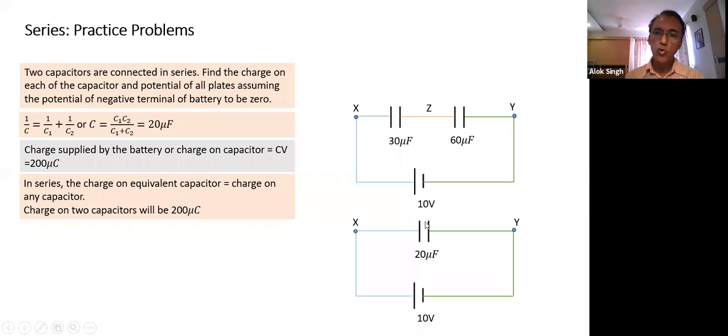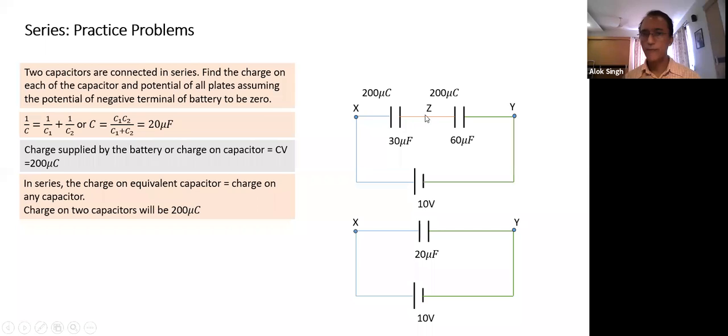But I have found Q on the equivalent capacitor. In a series connection, the charge on the equivalent capacitor is the same as the charge on any of the capacitors. So if the charge here is 200 microcoulomb, the charge on the two capacitors also will be 200 and 200. This plate will have plus 200, this will have minus 200. Again, this plate will have plus 200, this plate will have minus 200. So I found the charge.